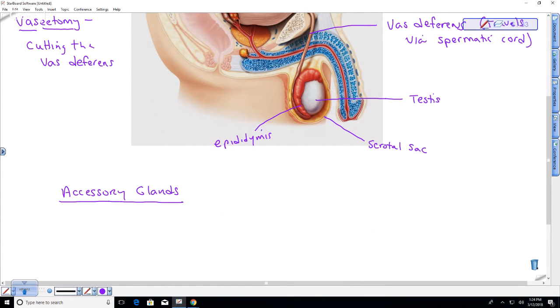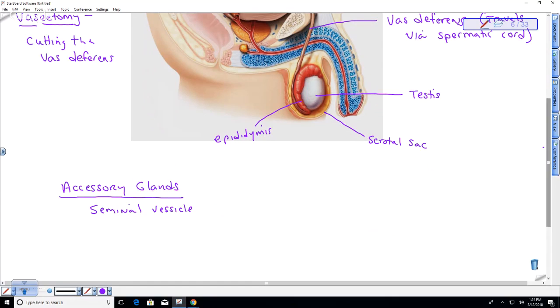So the first accessory gland is a paired gland called the seminal vesicles. And I always want to put two S's in there, but I'm pretty sure there's only one. Vesicles. Okay. So these actually produce about 70% of the semen.